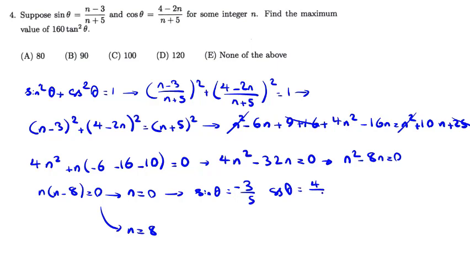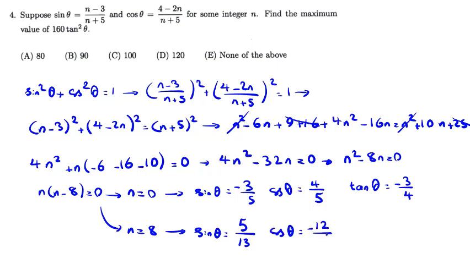Now for the next case, n equals 8. Sine theta equals 5 over 13. Cos theta equals what? 4 minus 16, negative 12 over 13. So tangent theta is negative 5 over 12. Now we should find the maximum of 160 tangent squared theta. So we should maximize the absolute value of tangent theta.